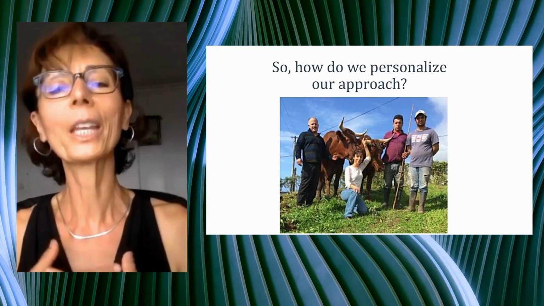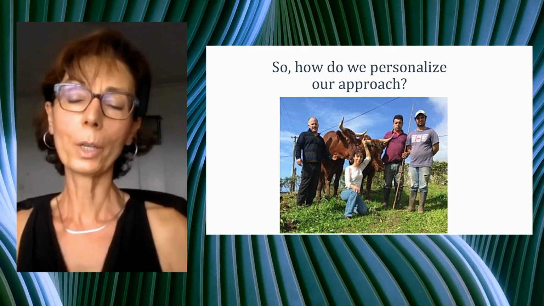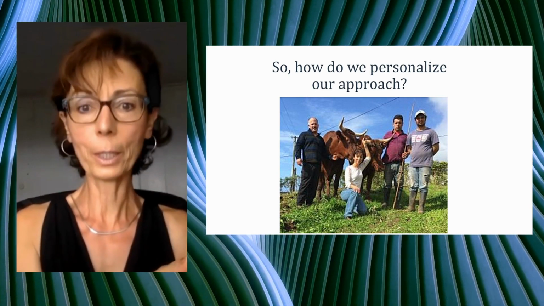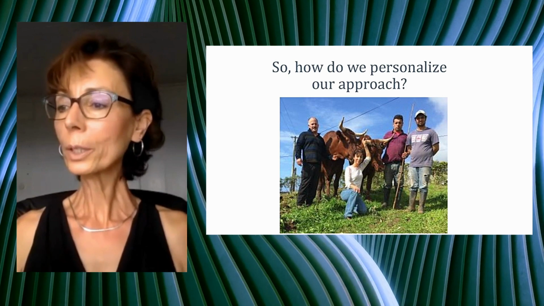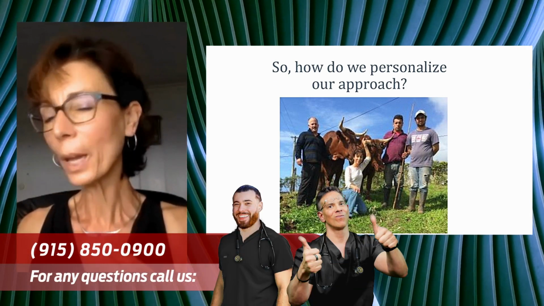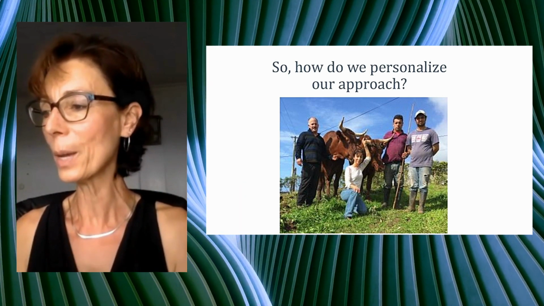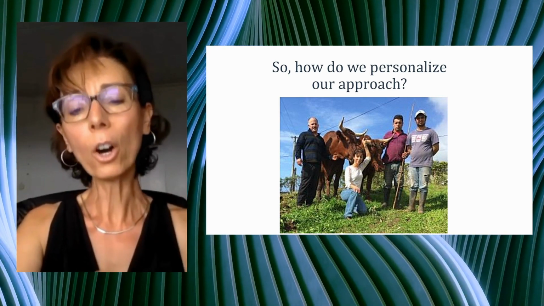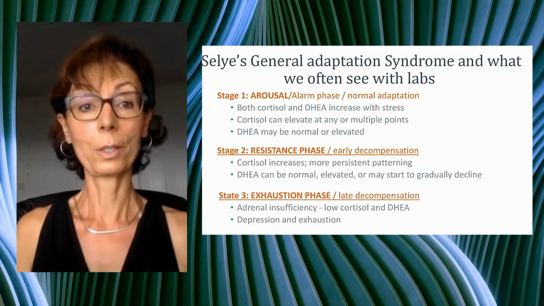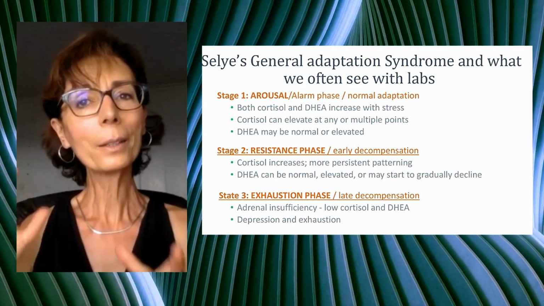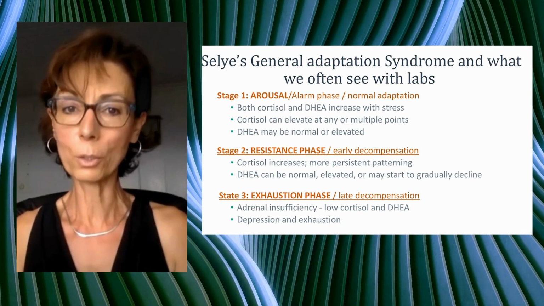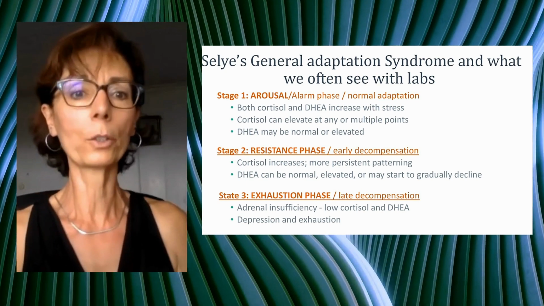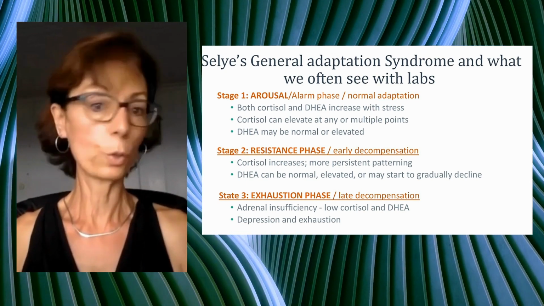So taking all this information, how do we personalize our approach? And by the way, I did a lot more talking about the cortisol awakening response in the pre-on-site lecture, so please listen to that as well. We're really going to treat each patient as an individual, right? This is all about personalized medicine. And so I want you to think about exactly what your approaches are going to be. Before we do that, though, I need to discuss Selye's general adaptation syndrome and what we often see with labs. Again, I gave a lot more information on this in the pre-on-site lecture, but I want you to be aware of the 3 different stages, which you probably are already.